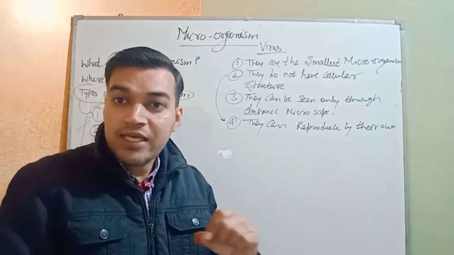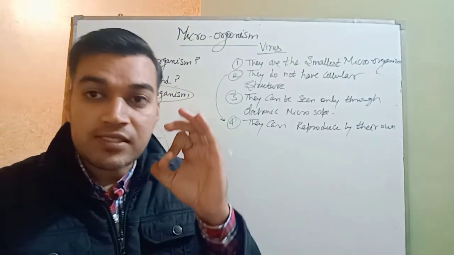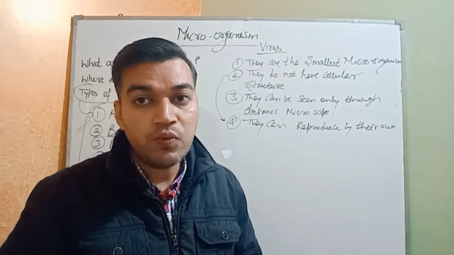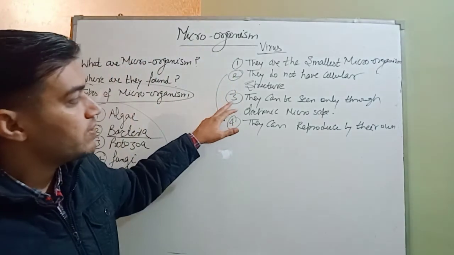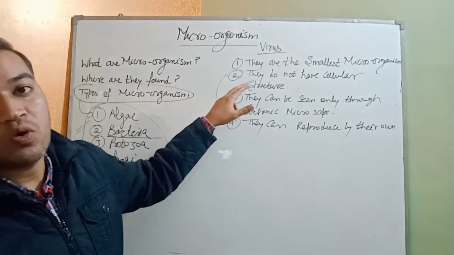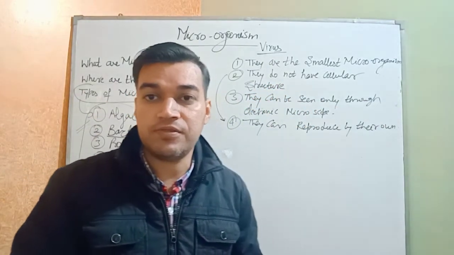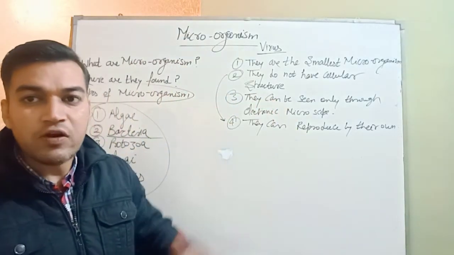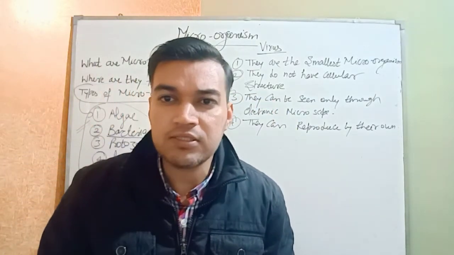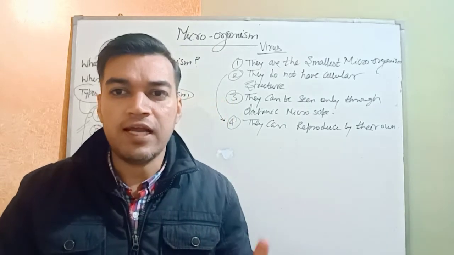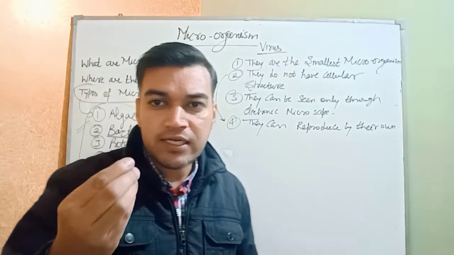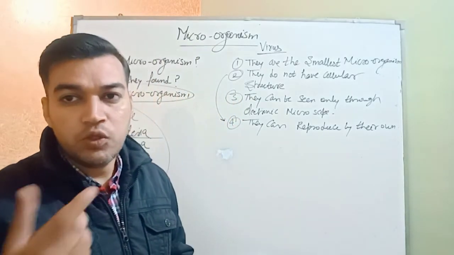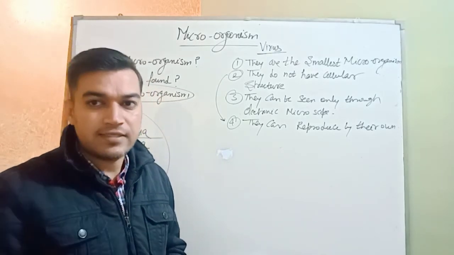They are very tiny. We cannot see them with a simple light microscope; we can see them only through an electron microscope. They do not have a cellular structure like other microorganisms. Bacteria is made up of a single cell, algae is made up of cells. Viruses do not have a nucleus, cytoplasm, or cell membrane, but they have characteristics of a nucleus. We will discuss this in higher classes later.